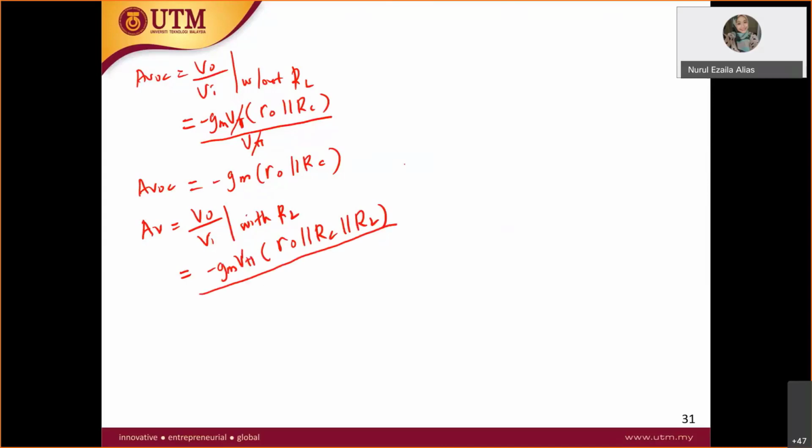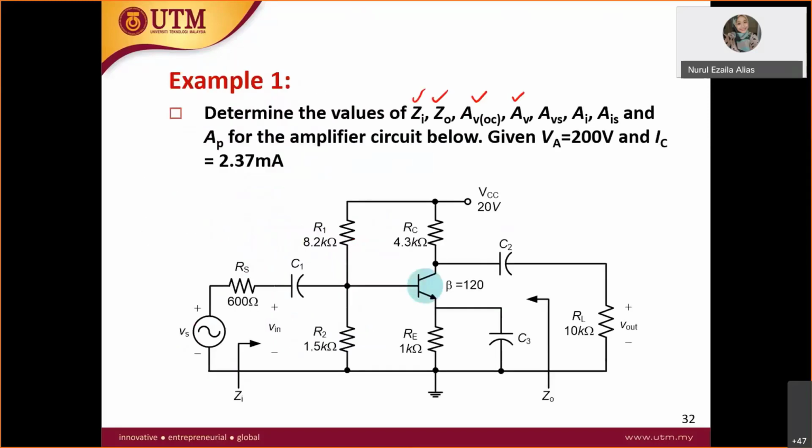So what is V in over here? V in is equal to V pi, same again, so you cancel out. So AV with RL is equal to negative gm R0 parallel with RC parallel with RL. Can I say that it is equal to negative gm Z out parallel with RL? Yes, you can. So you have actually derived AVOC and AV.